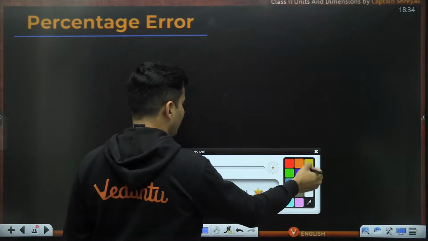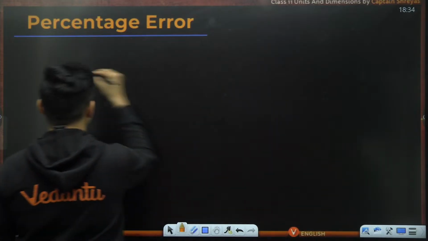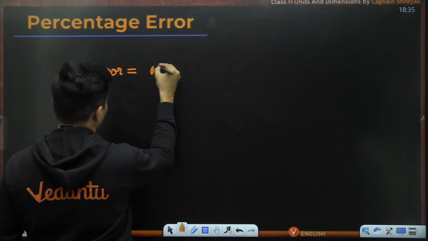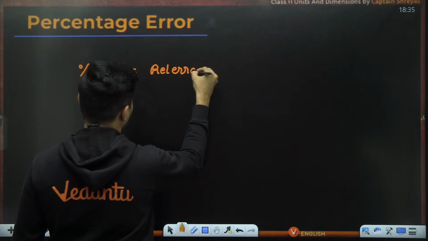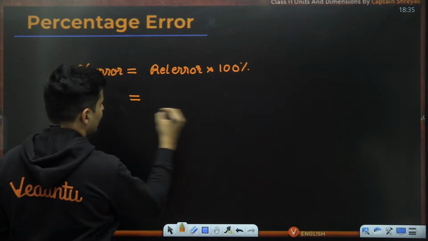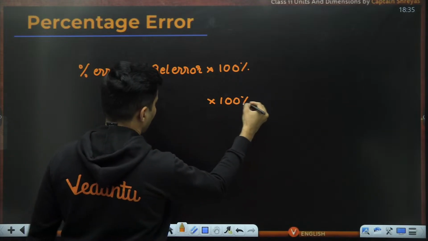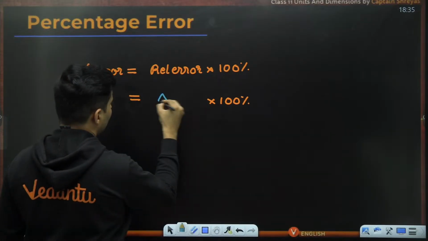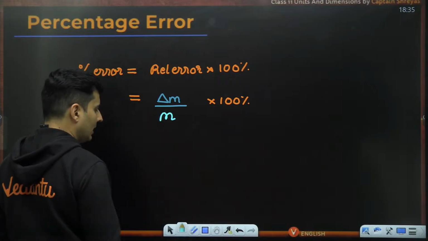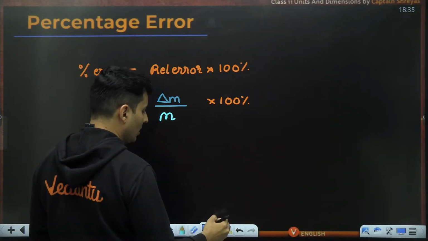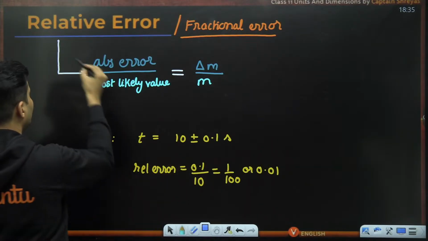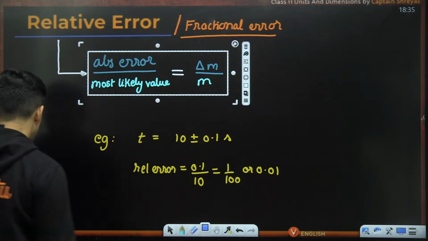So percentage error is nothing but your relative error multiplied by 100. That's it. You can also write it as the absolute error, which is delta m, divided by the most probable value, the whole thing into 100. That is definitely going to give you the percentage error. So we can block this, obviously, and we can also block this. This is also a relative error.